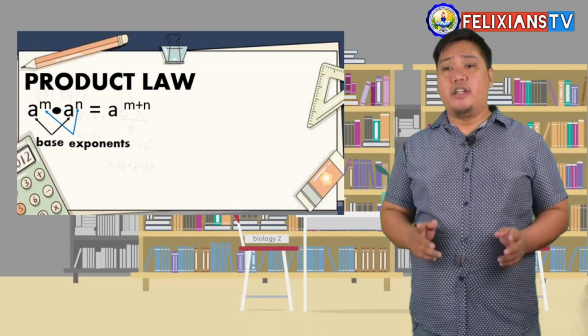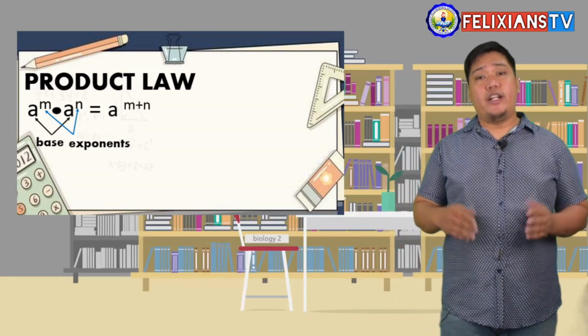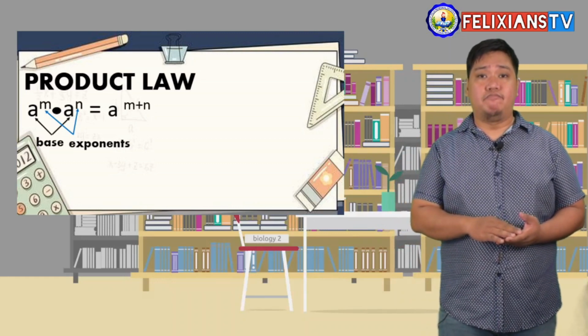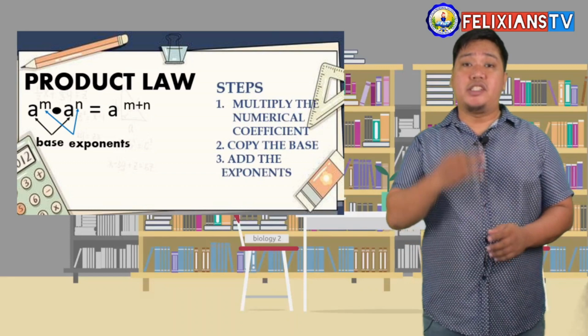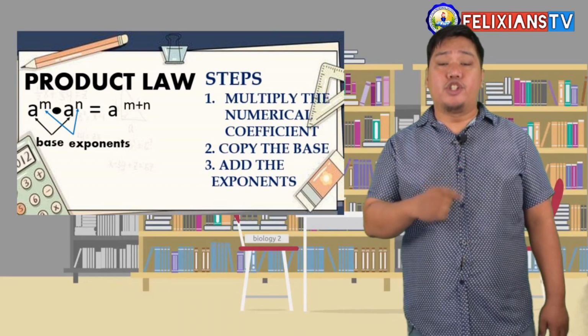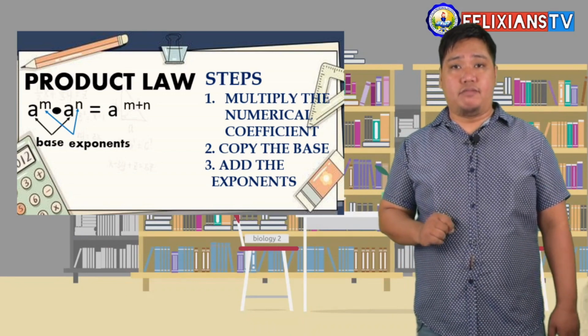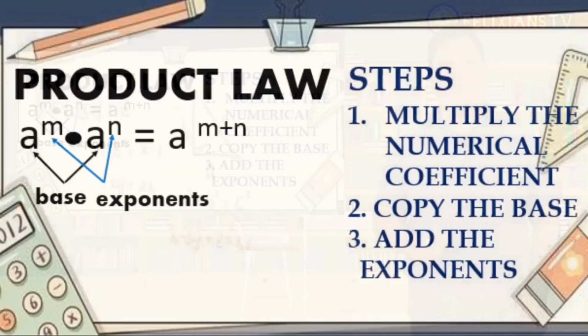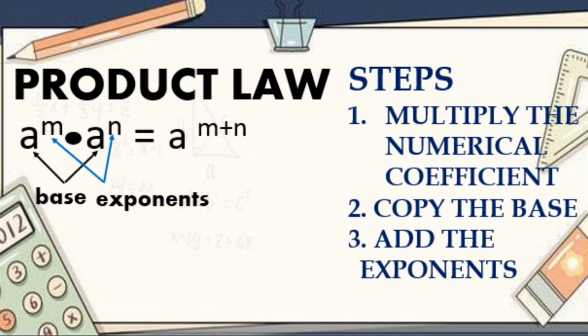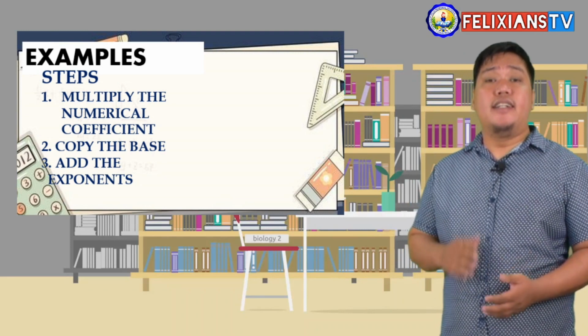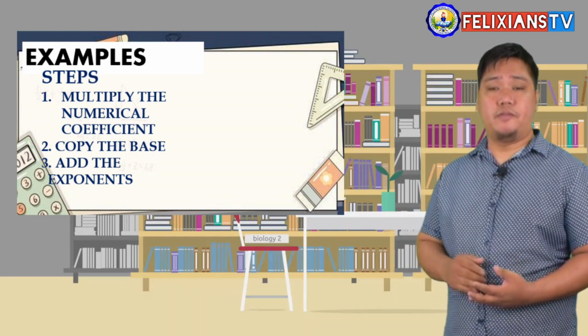But what if there is a numerical coefficient? We have to follow these 3 simple steps. The first one is to multiply the numerical coefficients. After multiplying the numerical coefficients, we copy the base and then add the exponents. To further understand this, let us have some examples.